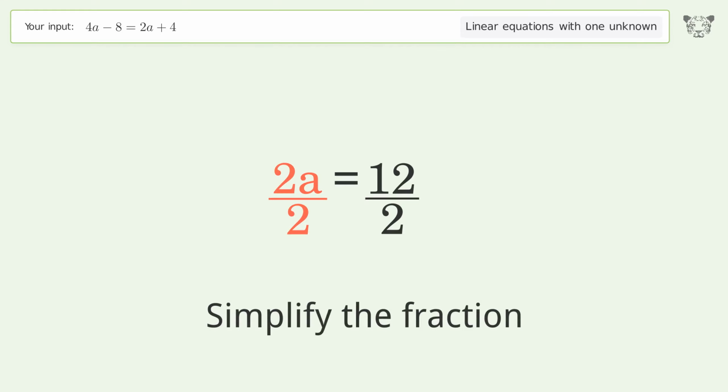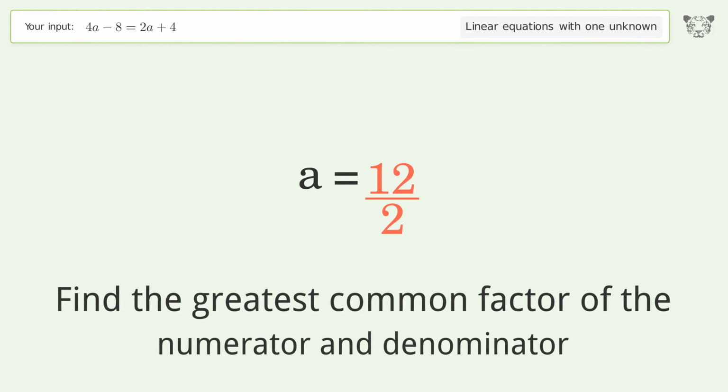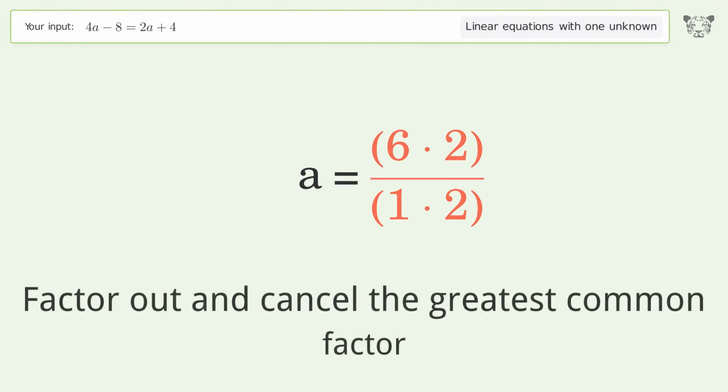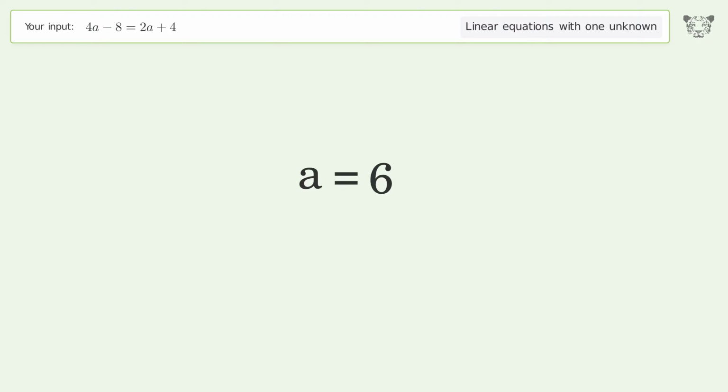Simplify the fraction. Find the greatest common factor of the numerator and denominator. Factor out and cancel the greatest common factor. And so the final result is 8 equals 6.